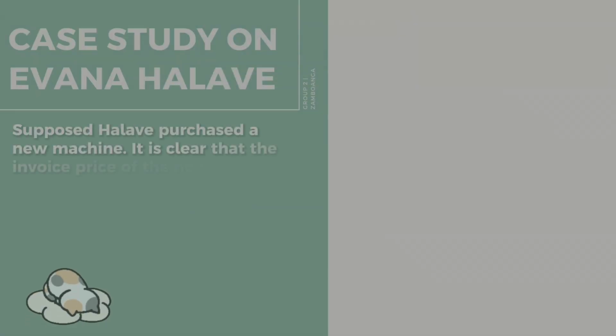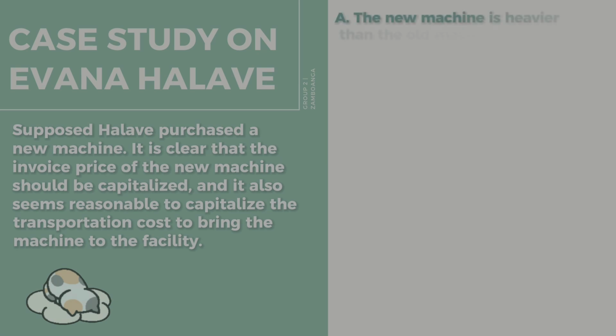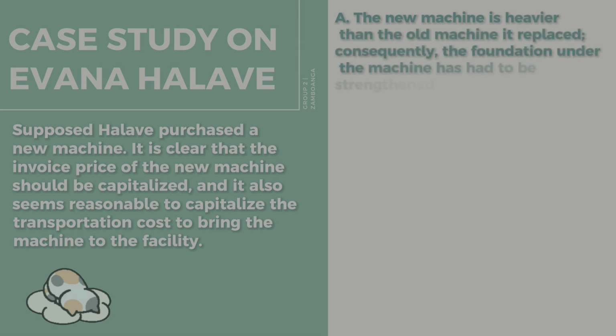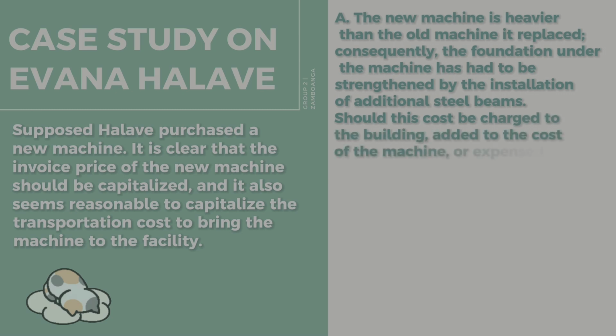Number 2. Suppose Halave purchased a new machine. It is clear that the invoice price of the new machine should be capitalized, and it also seems reasonable to capitalize the transportation cost to bring the machine to the facility. The new machine is heavier than the old machine it replaced. Consequently, the foundation under the machine has had to be strengthened by the installation of additional steel beams. Should this cost be charged to the building, added to the cost of the machine, or expensed, and why?